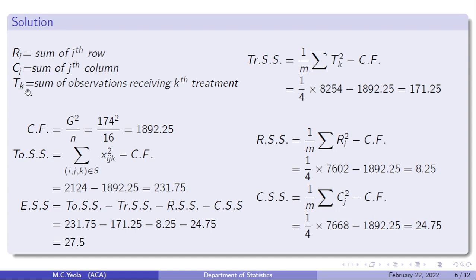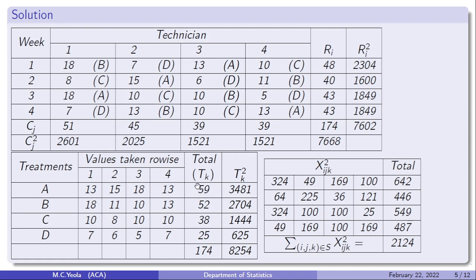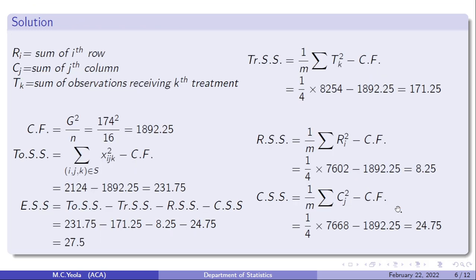Then Ri is the sum of ith row, Cj is the sum of jth column and Tk is the sum of observations receiving kth treatment. We have taken those notations in the previous table. So we obtain firstly CF, correction factor, that is G square upon N. G is here 174, the total. Its square divided by the total number of observations, 16. We will get this value.